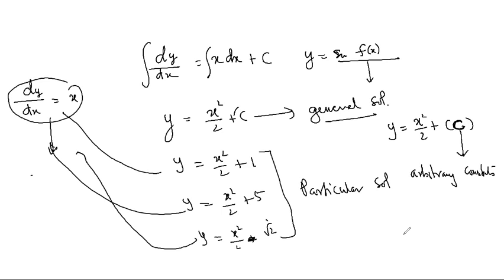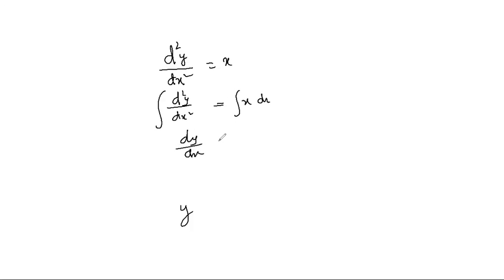So let's take another example. d square y by dx square is equal to x. Now I need to find y. So the first time when I integrate, one derivative will go away. It will become x square by 2. A constant will come. When I integrate again, this will become x cubed by 6, and it will become c1.